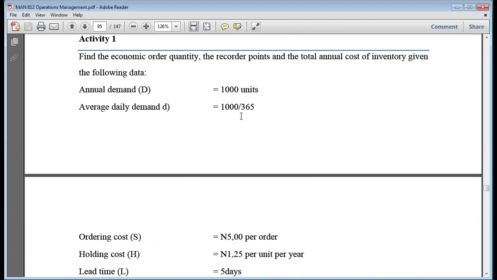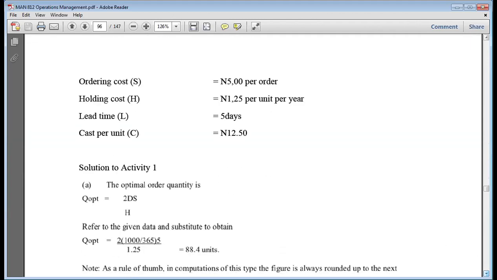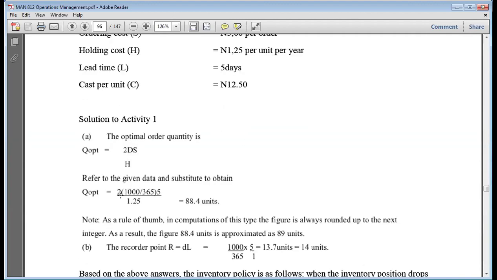That's why I want to clarify. So you use the annual demand, which is 1,000, the ordering cost, which is S, 5,000, and the holding cost, which is H, 1,025. So when you substitute it, you say 2 times 1,000, not 1,000 over 365. This 365, you use it to solve the average daily demand, when you want to determine the reorder level. That is when you will use it.